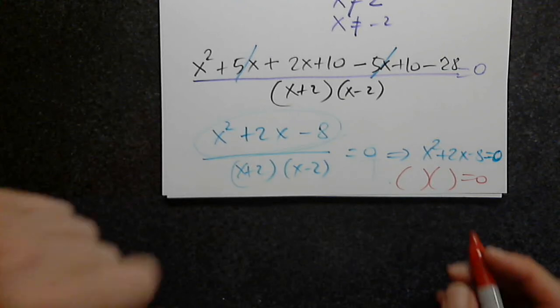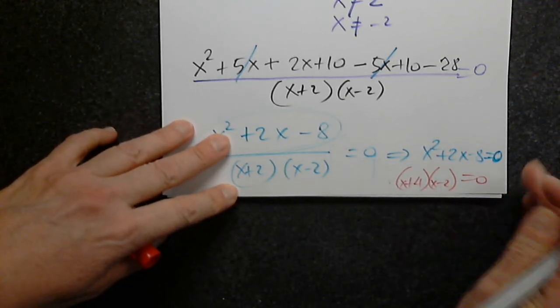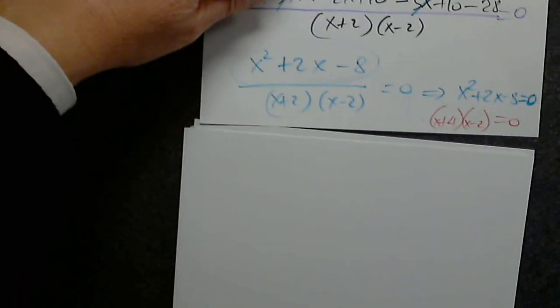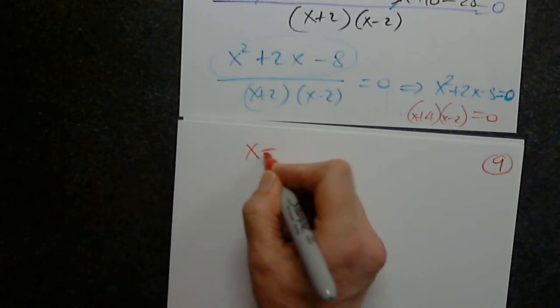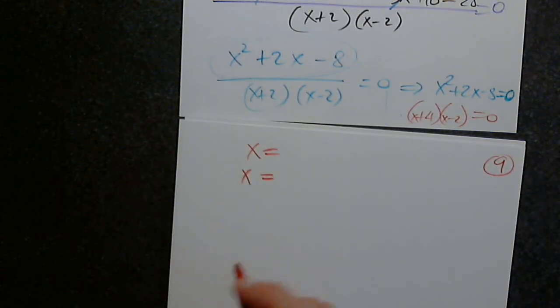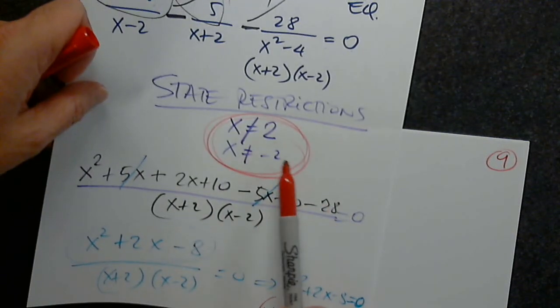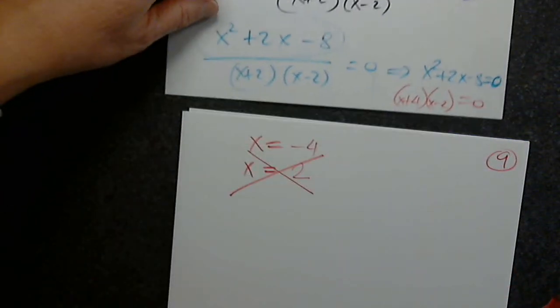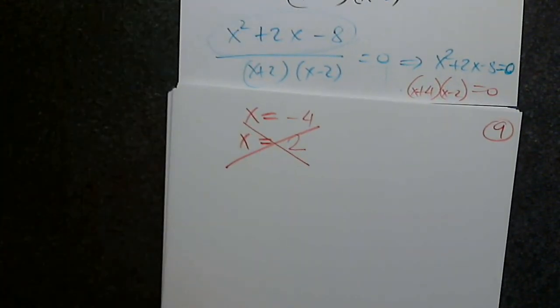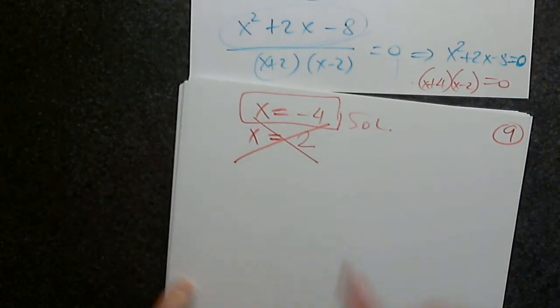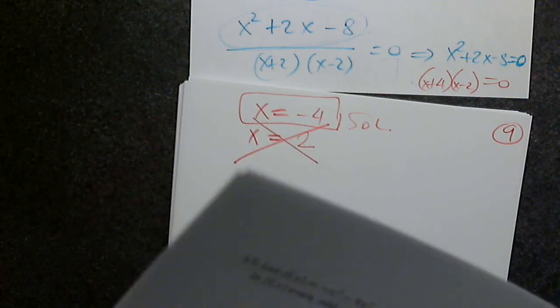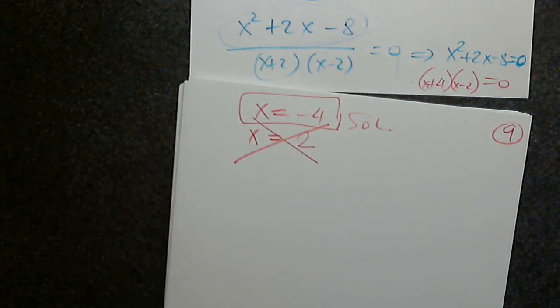Into, and I get two options. Not so fast, indeed. Why? One of them is a restricted value, so it will not work. So this is the only solution. That's the reason why we state restrictions from the very beginning. Questions, please.